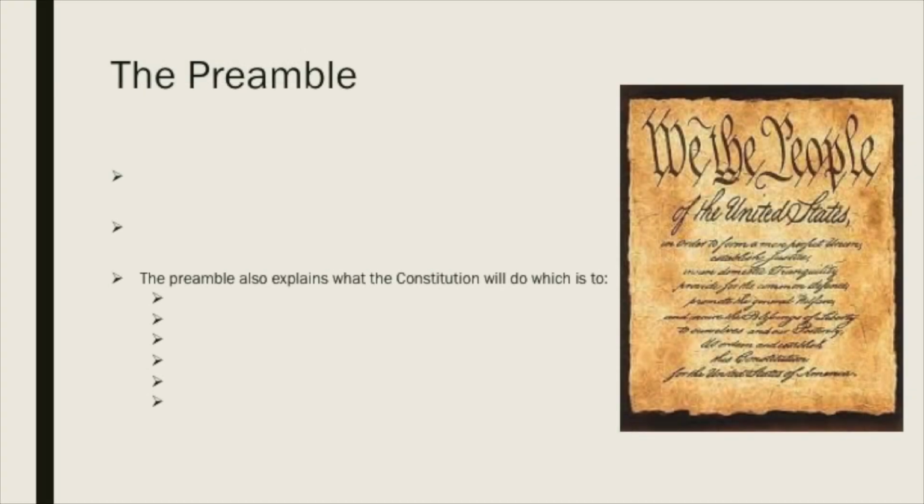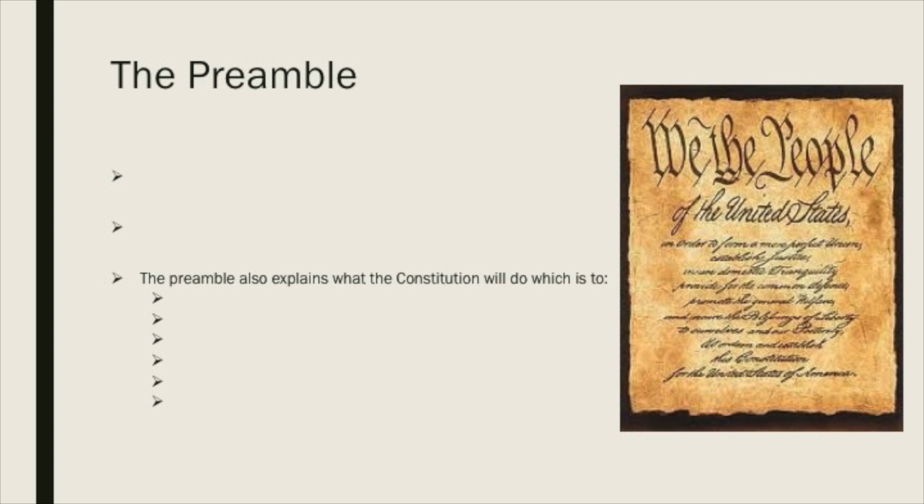Before the articles, there's a section called the preamble. The preamble is the beginning of a document that explains what the purpose of that document is. In the preamble of the Constitution, it establishes the idea of popular sovereignty by explaining that it was we the people who formed the country and created the Constitution. The preamble also explains the goals of the Constitution.